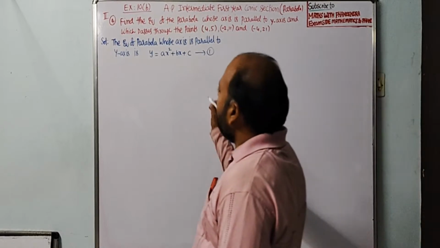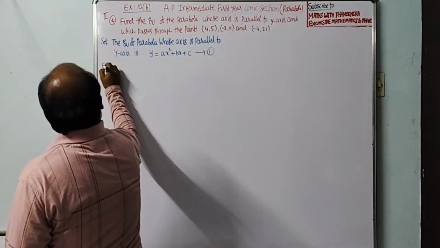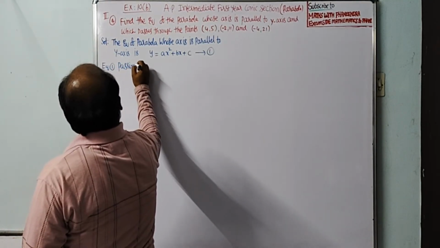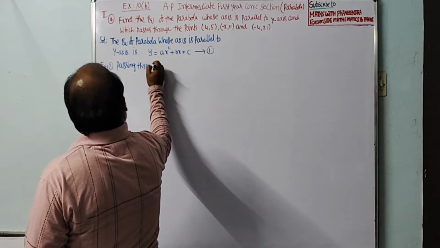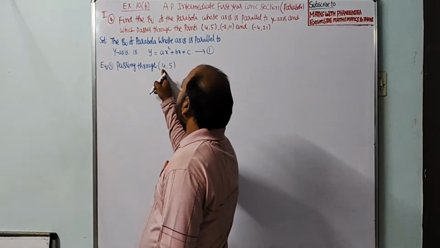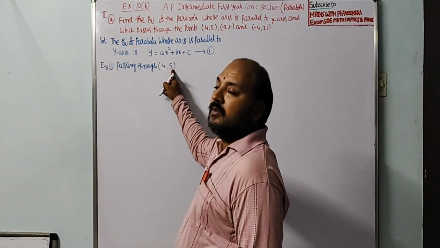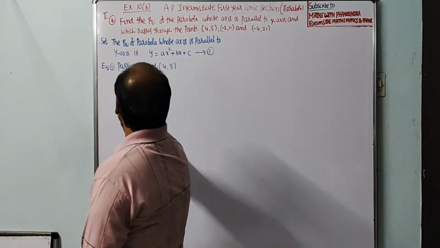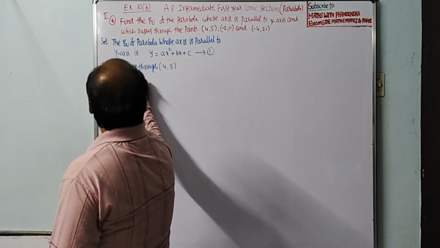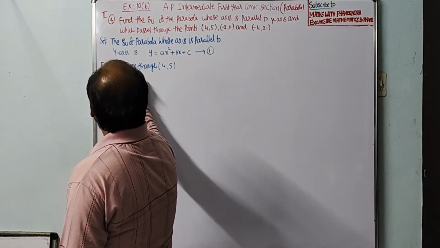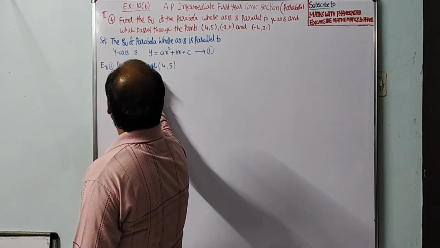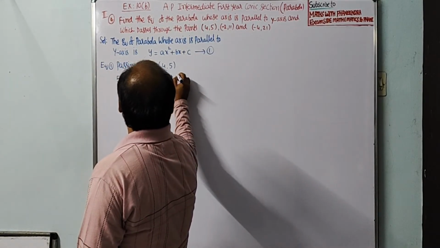So equation 1 passing through the first point, 4, 5. In place of x 4, in place of y 5. So 5 equal to ax square, that means 16a plus 4b plus c. Equation number 2.